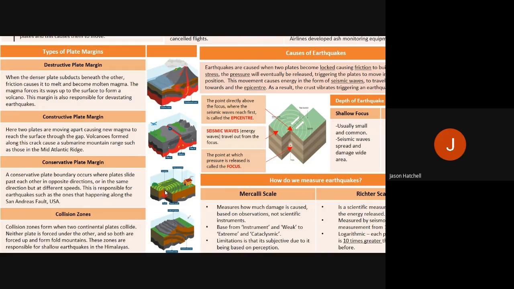As the plates continue to try and move, they're forcing more and more to move. And eventually, when they do move, they let off a big jolt. And when that jolt happens, what type of event is that? An earthquake, sir. It's a big earthquake. And yeah, conservative plate margins.